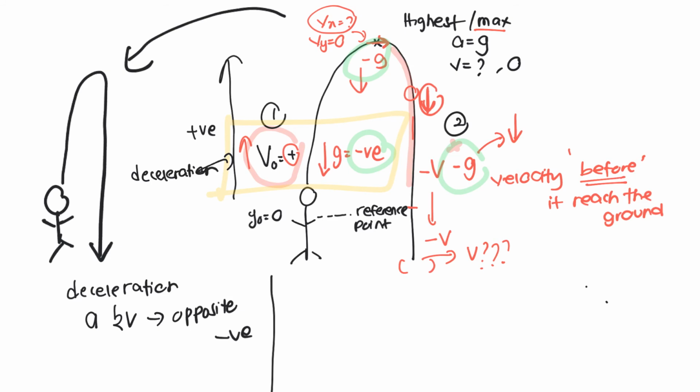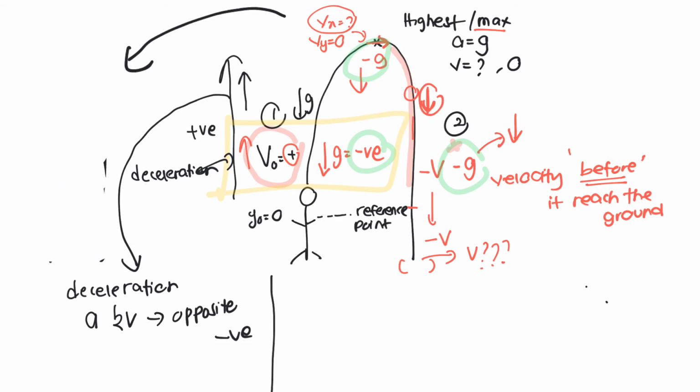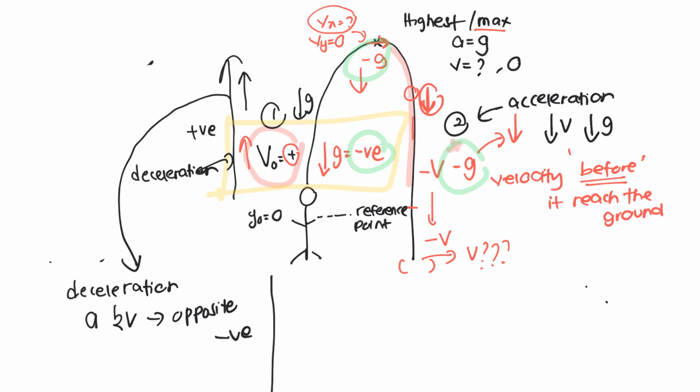Why? Because your v is upward, your g is downward, which obeys the condition for deceleration. And this part is going to be acceleration, because acceleration means that velocity is increasing, so your v is downward, your g is downward, moving in the same direction. That's why we call it acceleration. Okay, got it? Good.